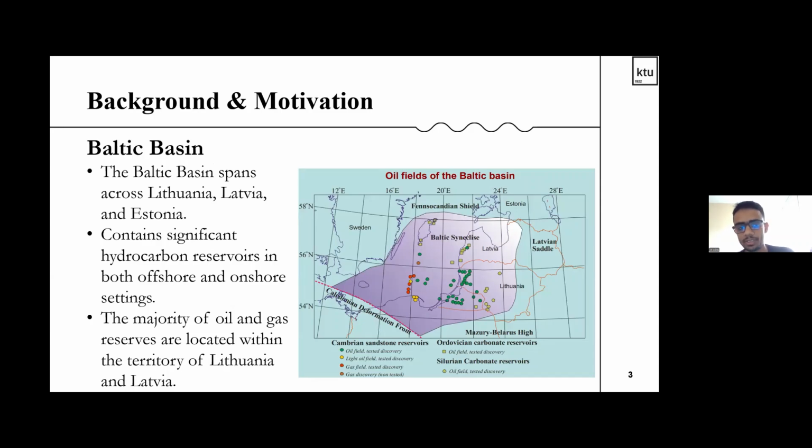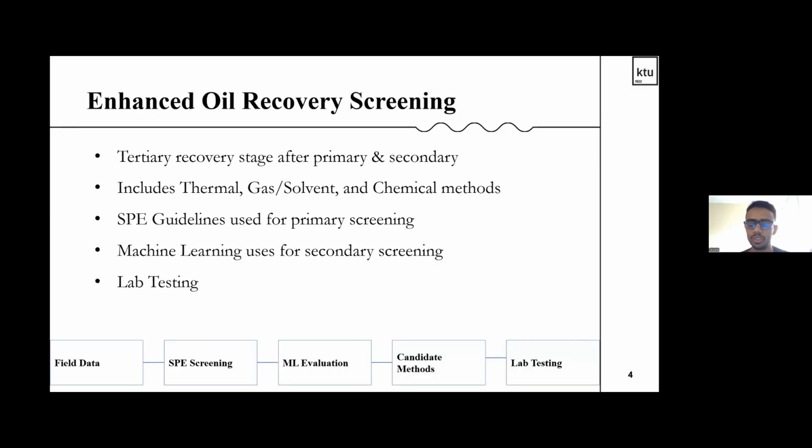Lithuania is a part of Baltic basins, in which we have multiple wells for oil and gas, and the majority of oil and gas wells are located in Lithuania or Latvia in the Baltic regions. More than 15 wells are drilled in this formation, and the first well was drilled in 1990. And then from 2000, oil production from this formation has been decreasing with time. So for this we use EOR methods to improve efficiency in these formations.